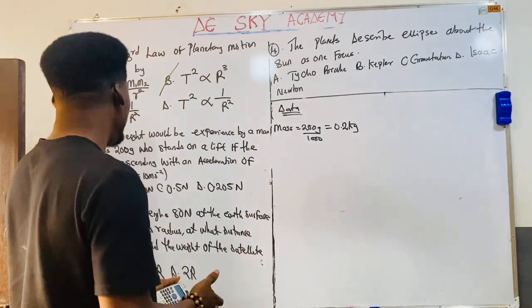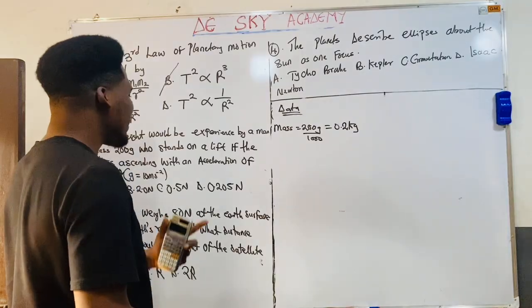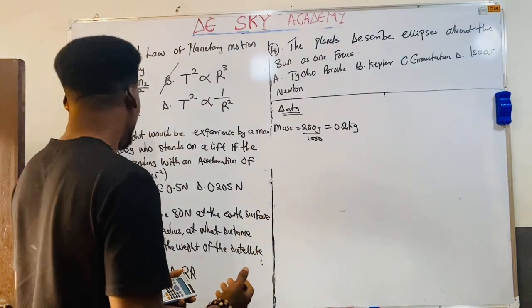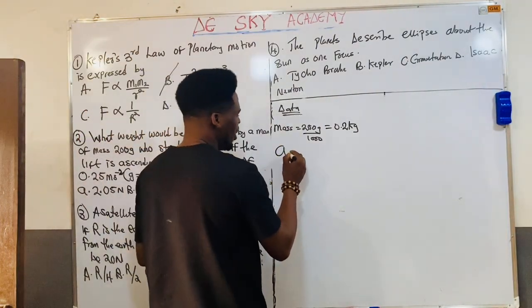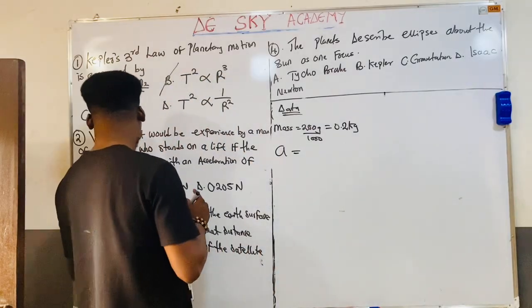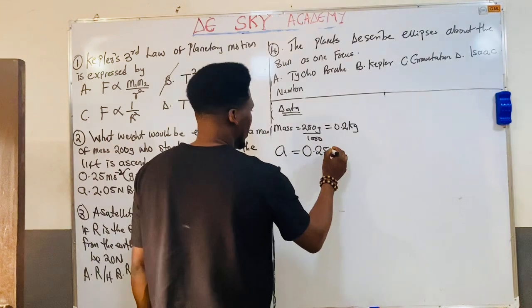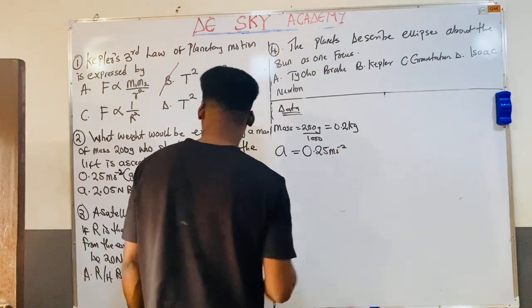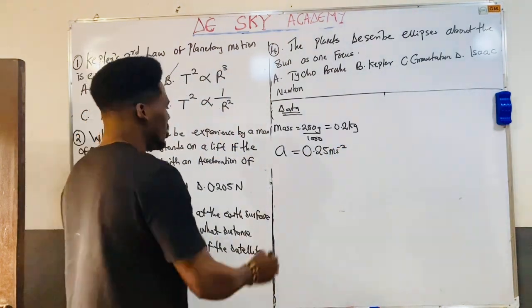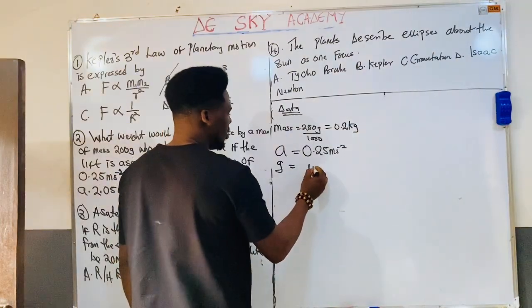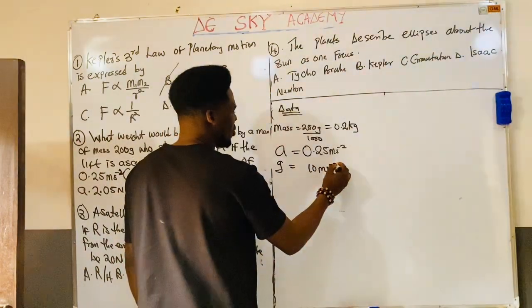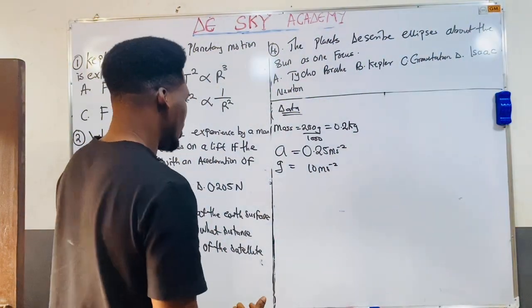Then they said the man stands on the lift, and the lift is ascending with an acceleration, so they gave us acceleration, which is a. What is the acceleration? Acceleration is 0.25 meter per second square. Then they say take g, that means they gave us g. What is g? 10 meter per second square. So how do we solve this?